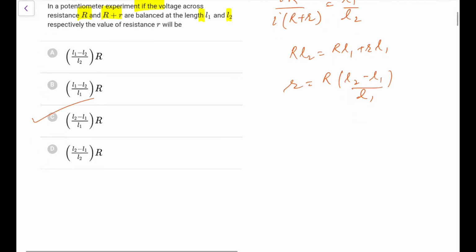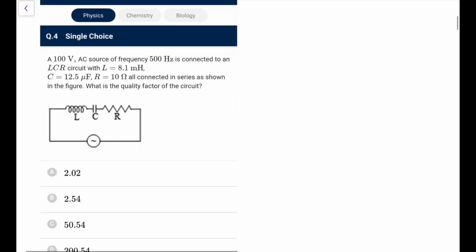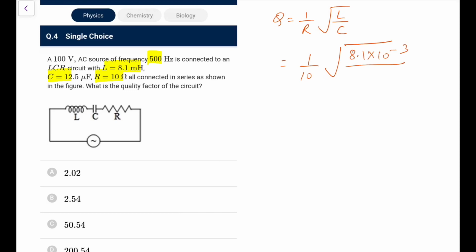Now, a 100 volt AC source of frequency 500 Hz is connected to an LCR circuit. L is given, C is given, R is given, all connected in series as shown in the figure. What is the quality factor? So now, what is the quality factor? If you remember the direct result, I can write quality factor as 1 by R root of L by C. So substitute the values. R is 10, L is 8.1 into 10 to the power minus 3, and C is 12.5 micro.